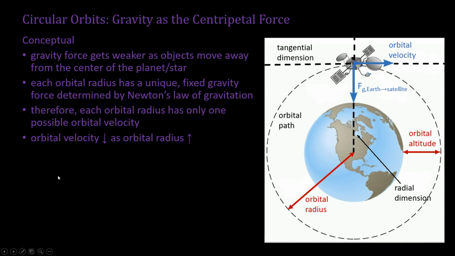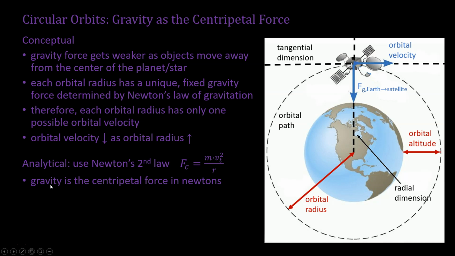Let's get into the quantitative analysis now. And of course, we're going to use Newton's second law, adapted for circular motion. And that is the centripetal force is equal to the mass times the tangential velocity squared divided by the radius. And let's just be clear, in this case, the gravity is the centripetal force measured in newtons. The object's mass is the mass in kilograms.